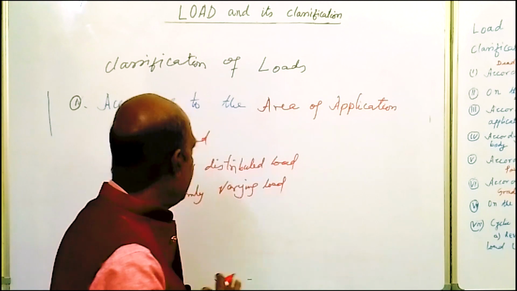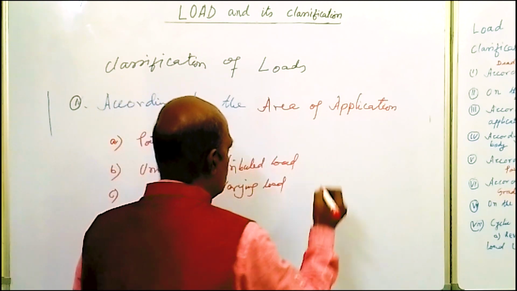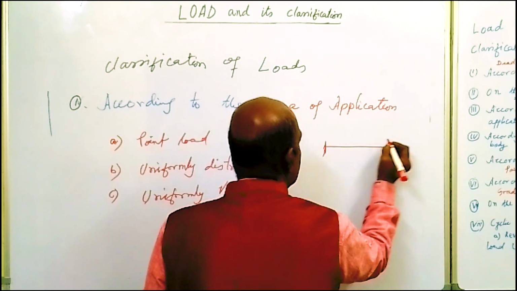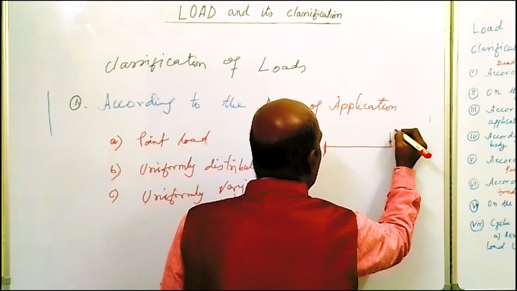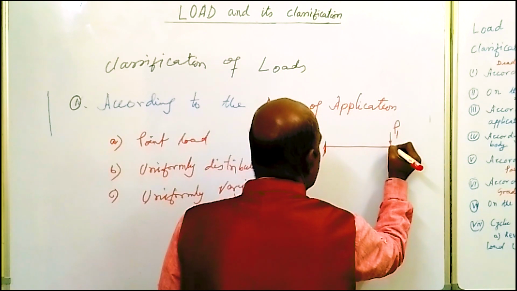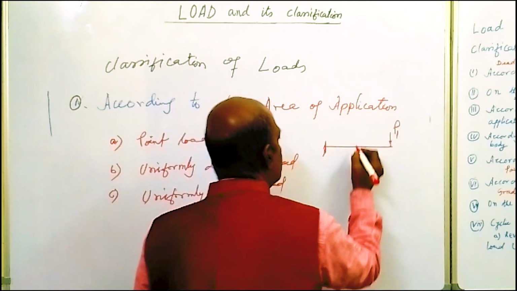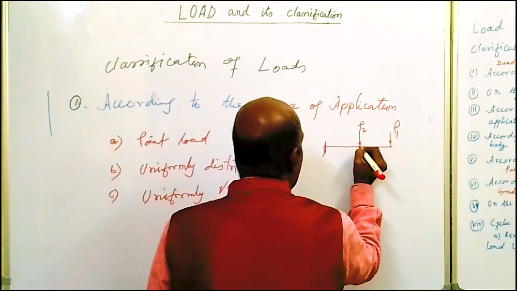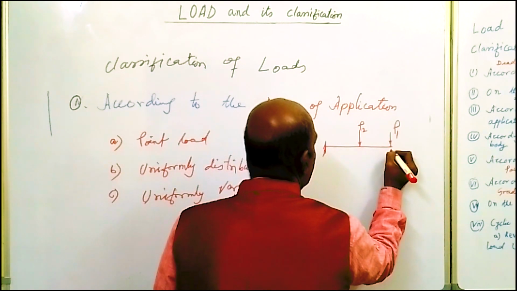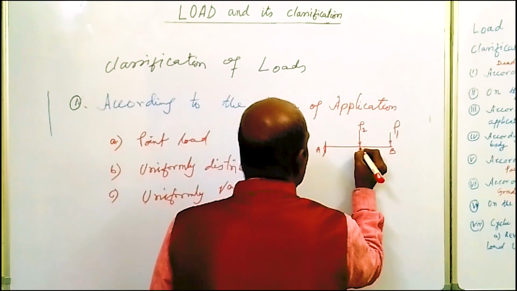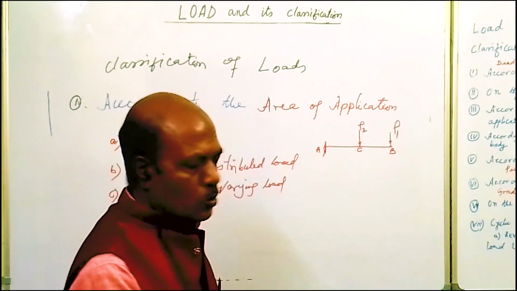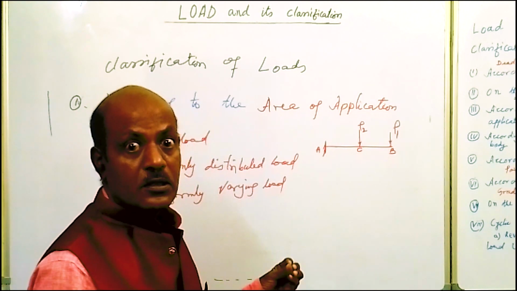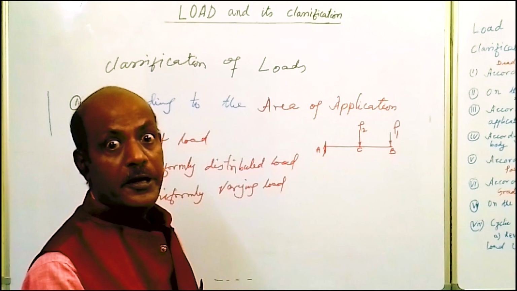So in the first kind, that is point load. Consider a beam, say a cantilever beam. Load P1 is acting at the free end. Similarly, say P2, another load, is acting at another point. Say this point is B and this point is C. So in this case, the whole magnitude of the load is passing through that particular point.